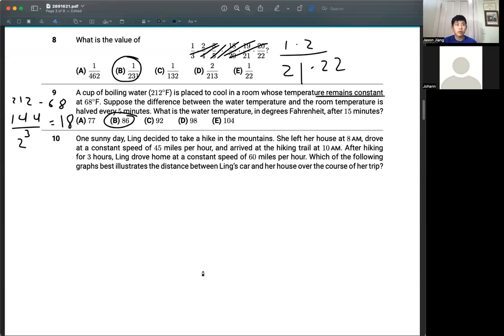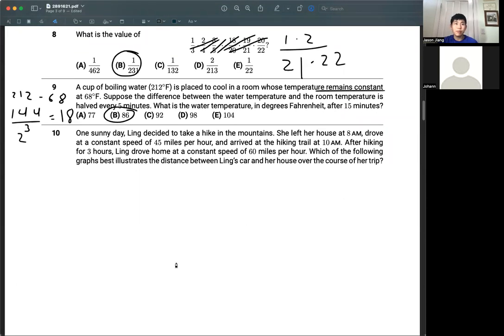Problem 10. One sunny day, Ling decided to hike in the mountains. She left at 8, drove at a constant speed of 45 miles per hour, and arrived at the hiking trail at 10. After hiking for 3 hours, she drove home at a constant speed of 60 miles per hour. We want to know which graph best illustrates the distance between the car and house over the course of the trip.